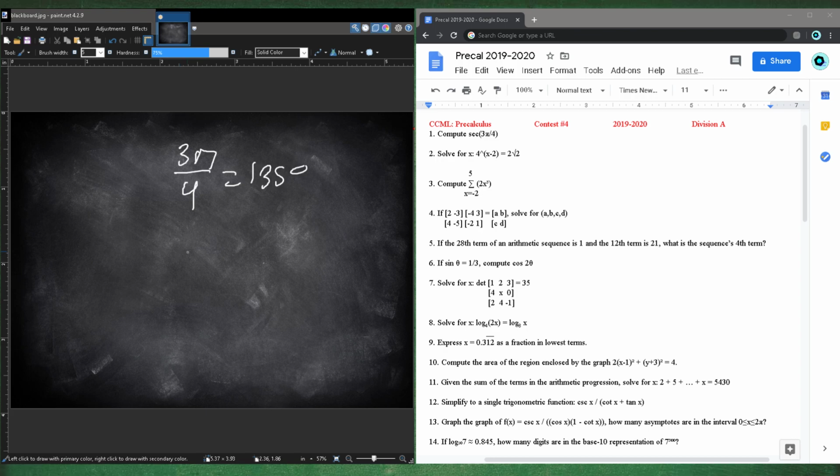Since secant at 135 degrees is negative, like the cosine, if you draw the side lengths, let's say this is -1 and this is 1, because they're the same, then with 45 degrees the hypotenuse will be 1 times square root 2, so this is square root 2. Then secant is the hypotenuse over the side length, which is -1, so it is negative square root 2. And that is your answer for number 1.